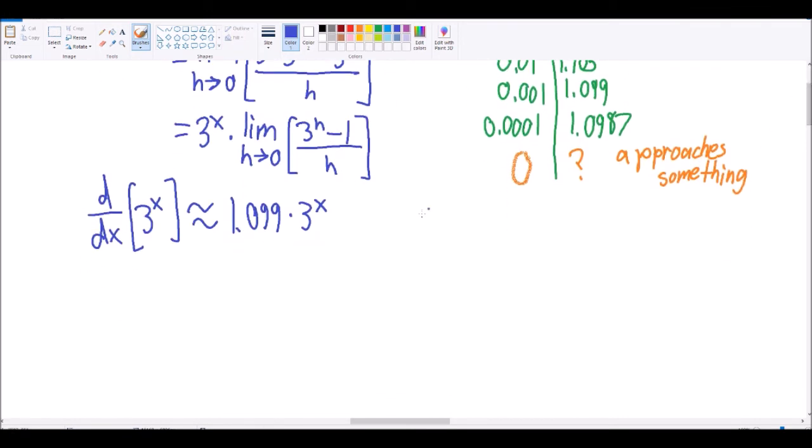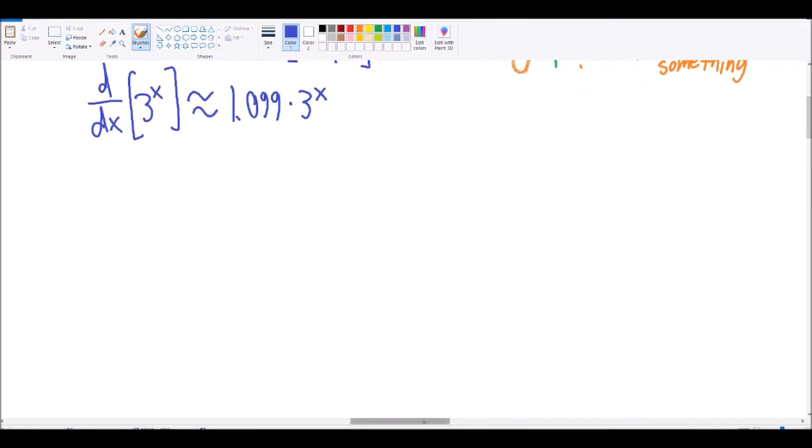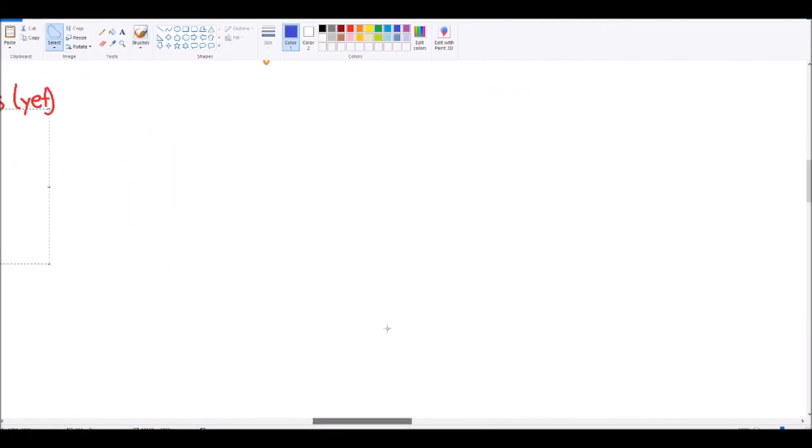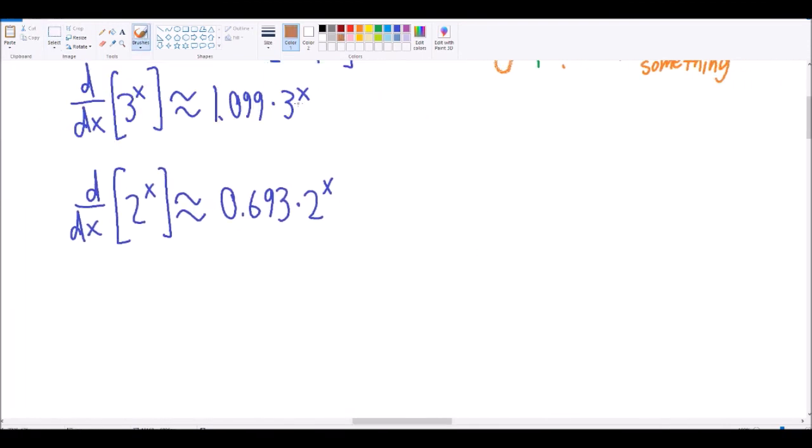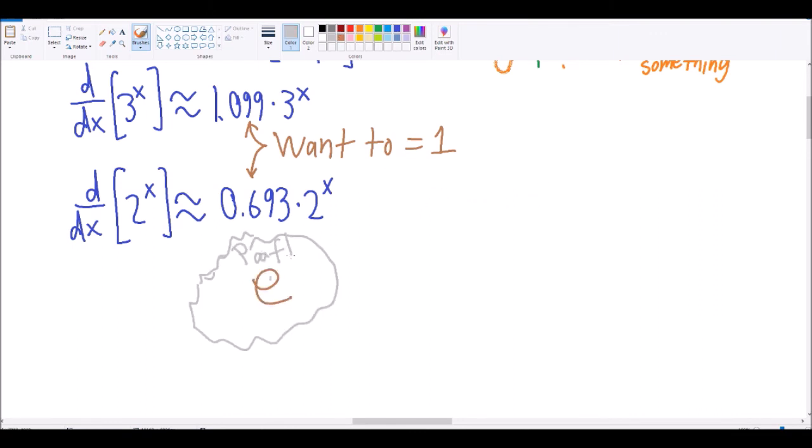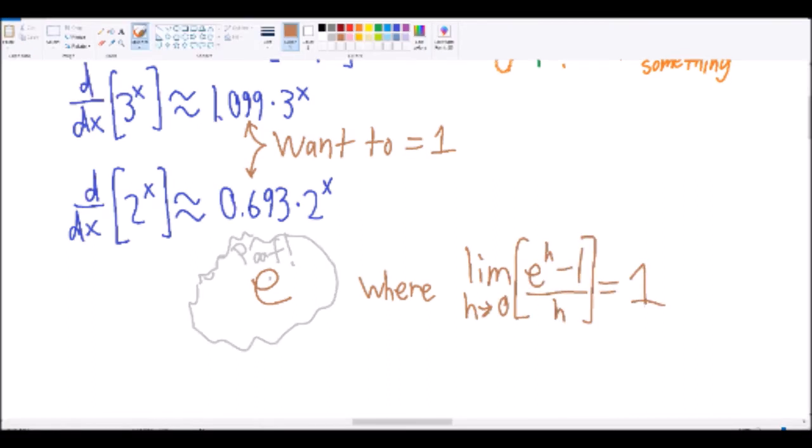Okay, we're getting somewhere with this. The derivative of one of these functions is itself. But there's this multiplier here that messes things up. In order for the function and its derivative to be equal, we need this multiplier to equal 1. So, we need some number, let's call it e, where the limit as h approaches 0 of e to the h minus 1, all over h, equals 1.